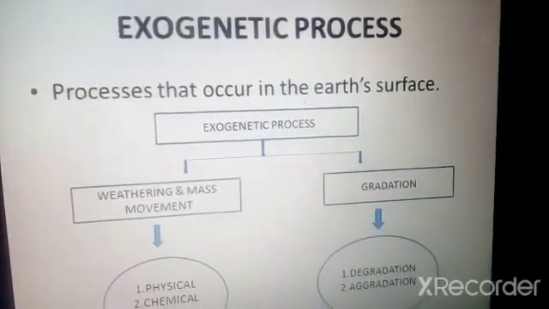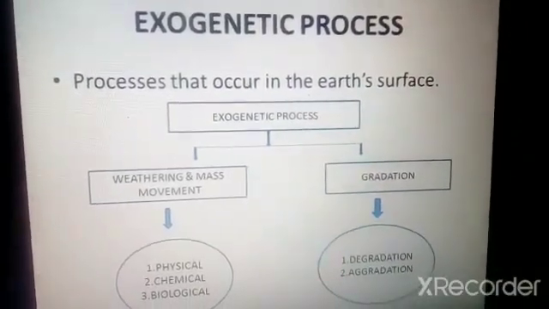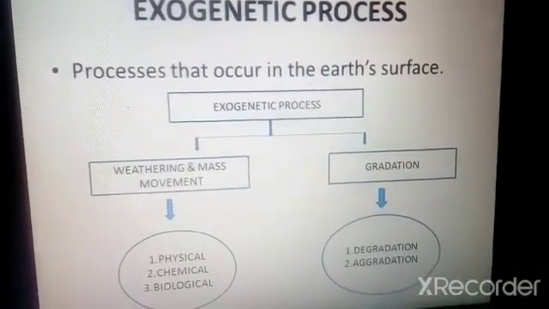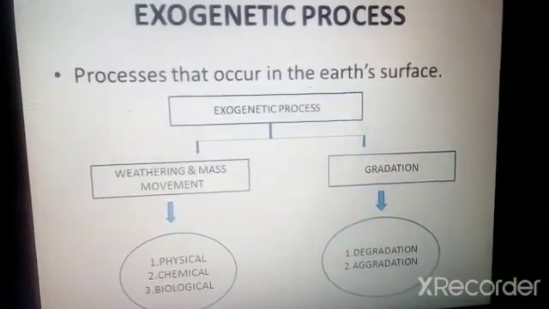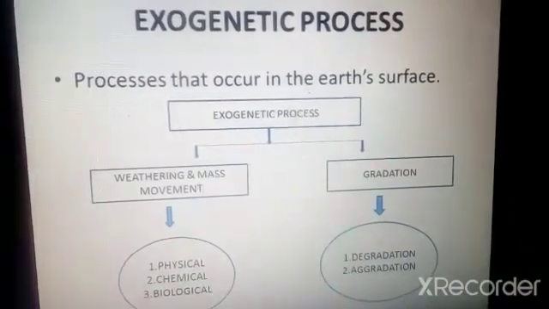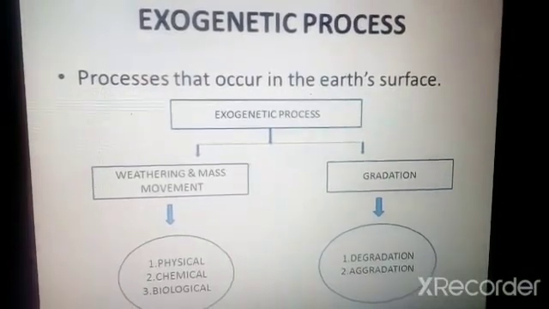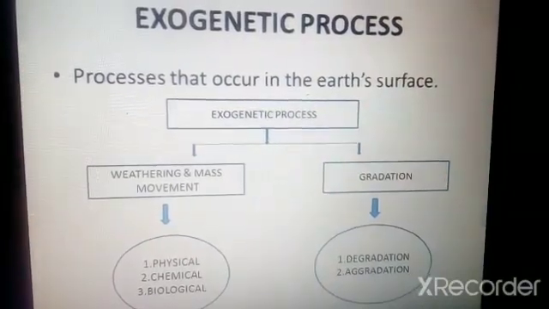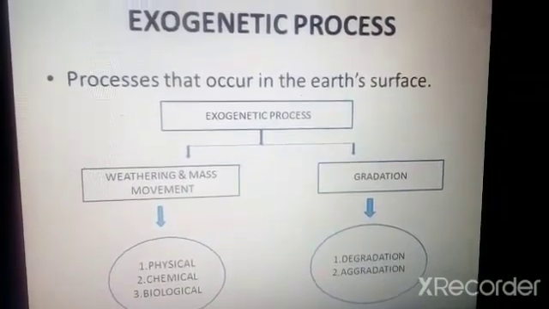Exogenetic process, that is the process that occurs on the earth's surface, is nothing but external force. Already we know from the first lesson that endogenetic means internal process, that is, what is going on below the earth's surface. But in this lesson, exogenetic process is above the earth's surface, and it has activities, particularly the consequences of solar force and gravitational force.